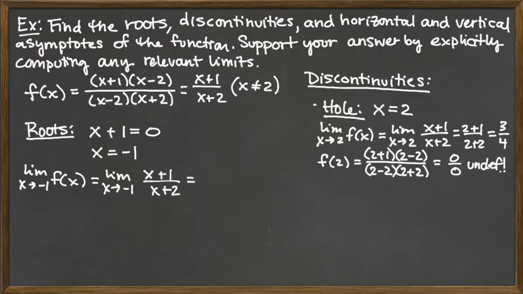And we can compute that limit by plugging in. So we'd have -1 plus 1 on top and -1 plus 2 on the bottom. So we do have a 0 over 1, which is 0.